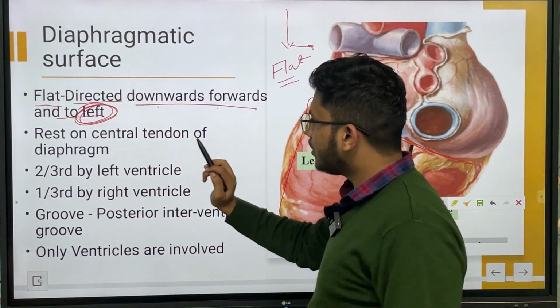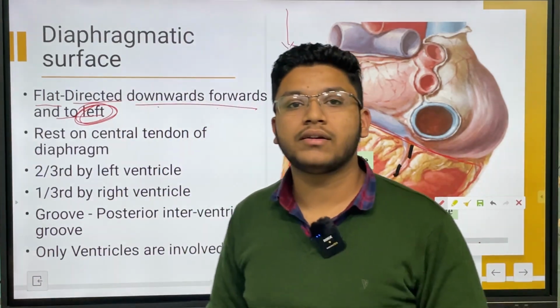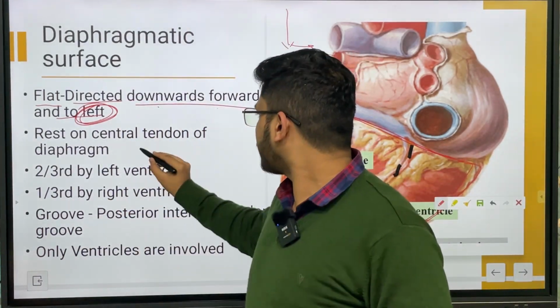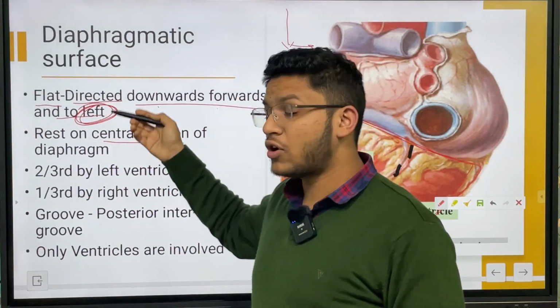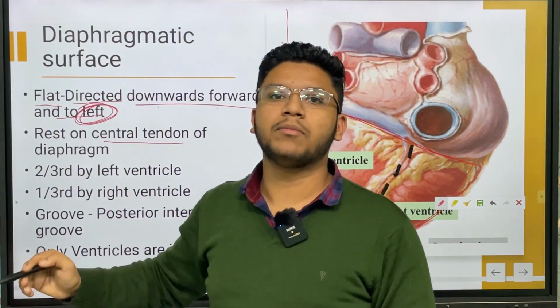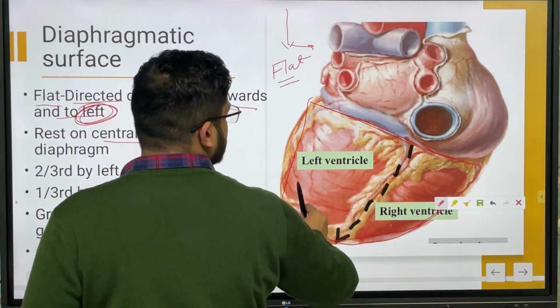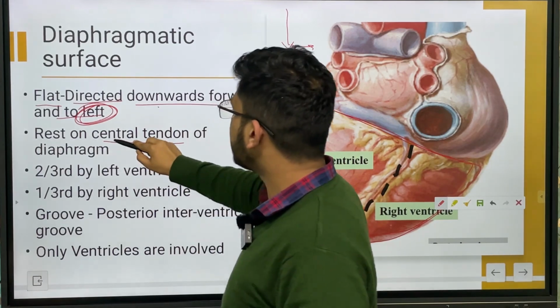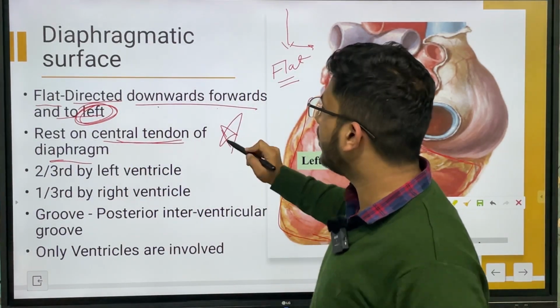It rests on the central tendon of the diaphragm. I told you in the previous lecture that the central tendon is formed by the septum transversum, which also forms the fibrous pericardium of the heart. So the diaphragmatic surface of the heart rests on the central tendon of the diaphragm. It is the point to be noted here.